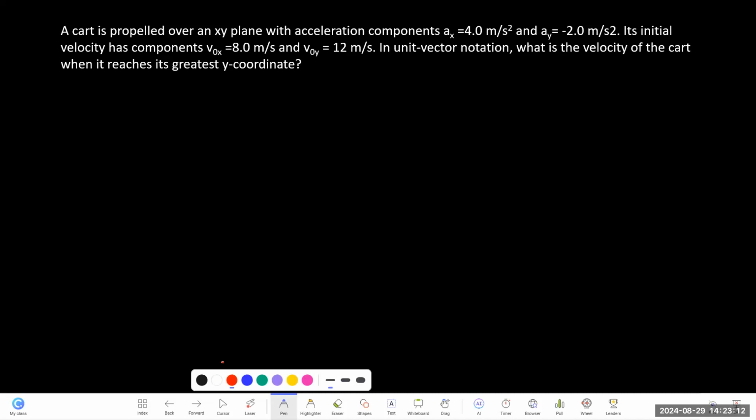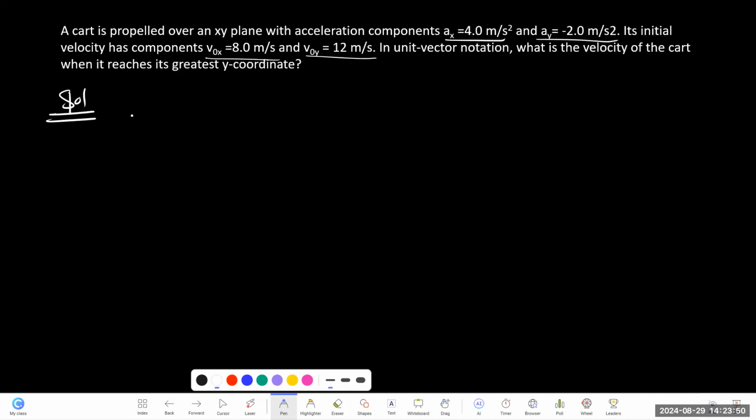In this problem, we have a car propelled in the XY plane. The acceleration components ax and ay are given. The initial velocity has components vx and vy that are given. In unit vector notation, what is the velocity of the car when it reaches its greatest y coordinate? When it says greatest y coordinate, it means vy is going to be 0.